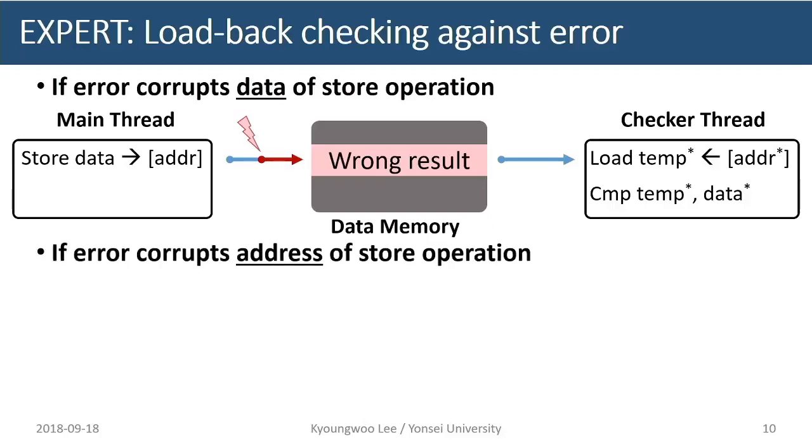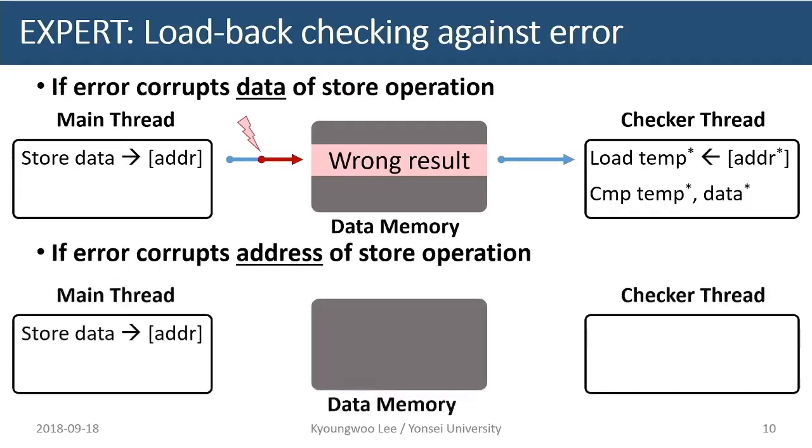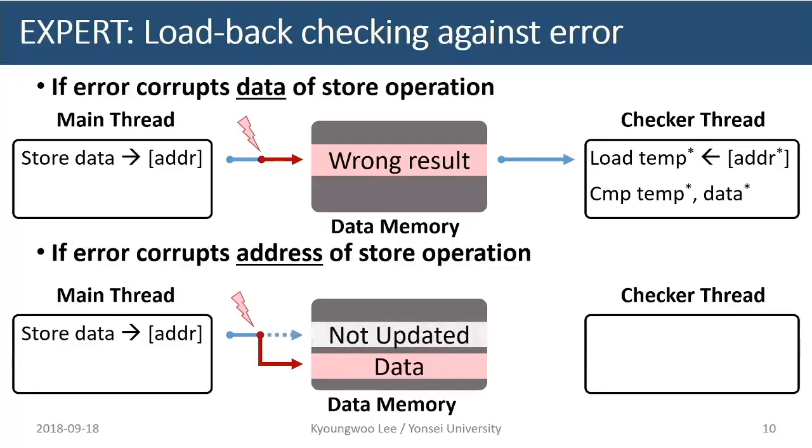In case of an incorrect address, if the address is corrupted, then this data is going to be updated at an incorrect, wrong address. And then this one is not updated. So at the checker thread, we're going to load this data after the store operation. Then still, we can detect it. That means we can see the mismatch. So there was an error.